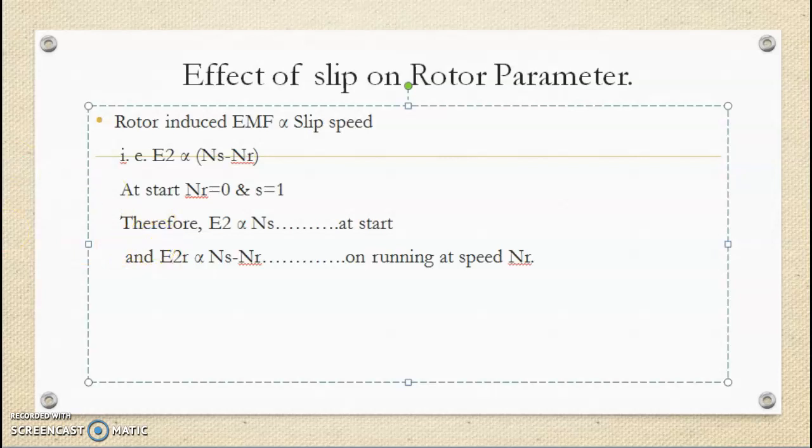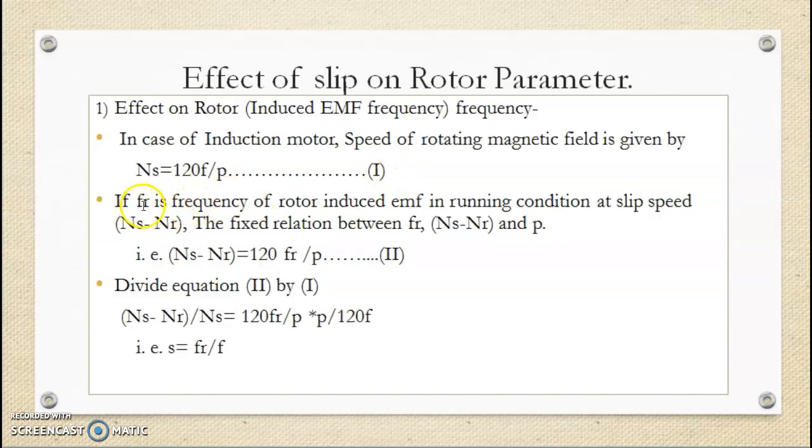So there is a fixed relation like this between Fr, the rotor frequency, then slip speed ns minus nr, and number of poles p. Similar to this relation, there is a fixed relation between these three parameters also. So ns minus nr is equal to 120 Fr upon p. P is unchanged because the number of stator poles is always equal to the number of rotor poles. So we have got this first equation, this second equation.